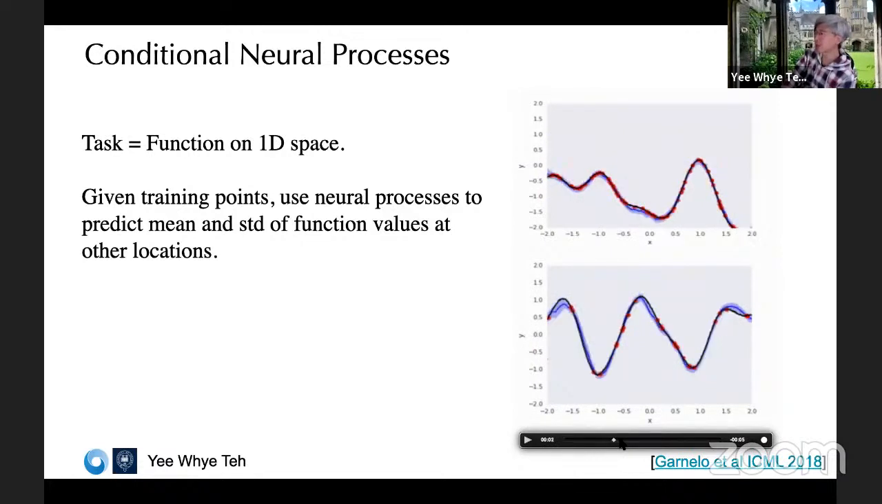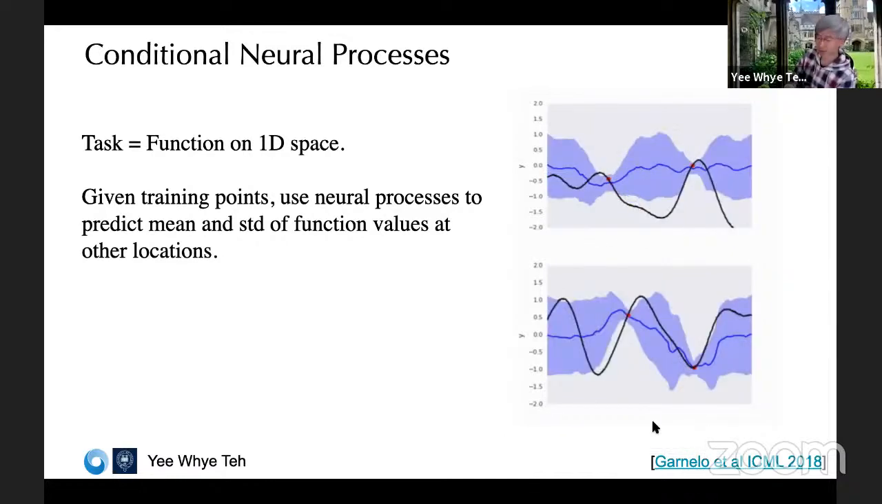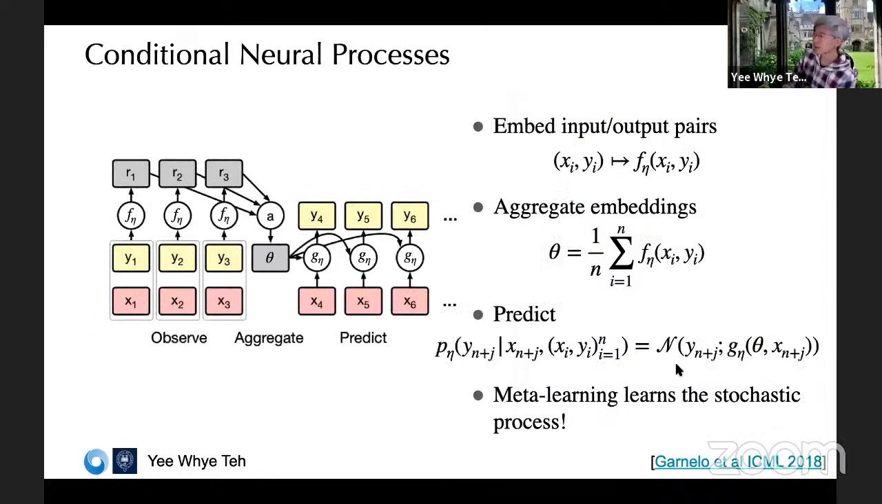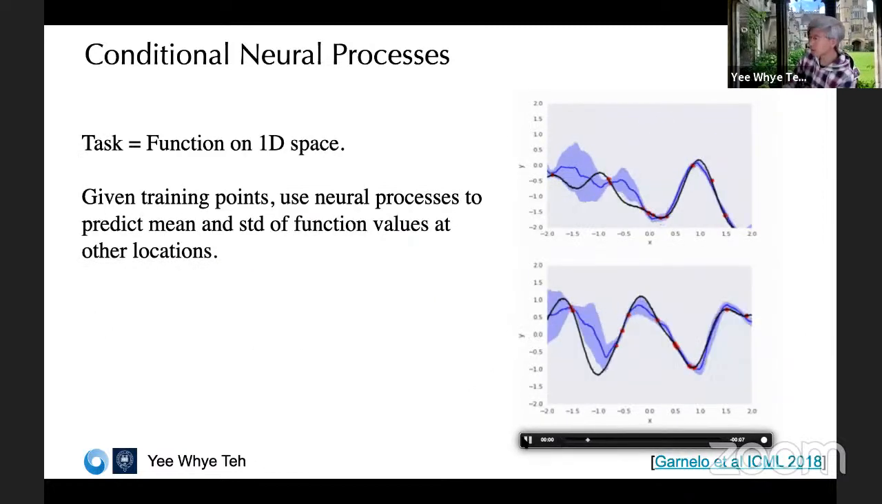As our training set increases, our certainty about the function also improves. You can see that this is improving. Okay. And the black line here is of course the true underlying function, which we can converge to as our training data increases in size.